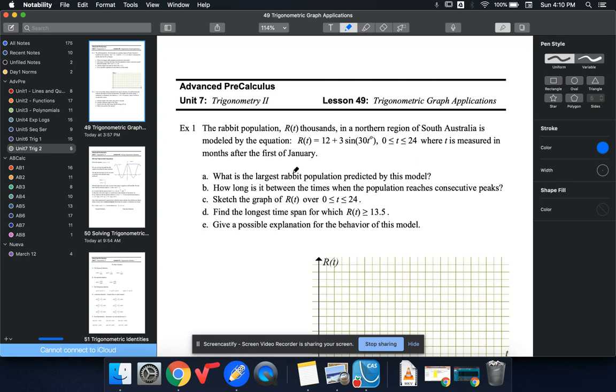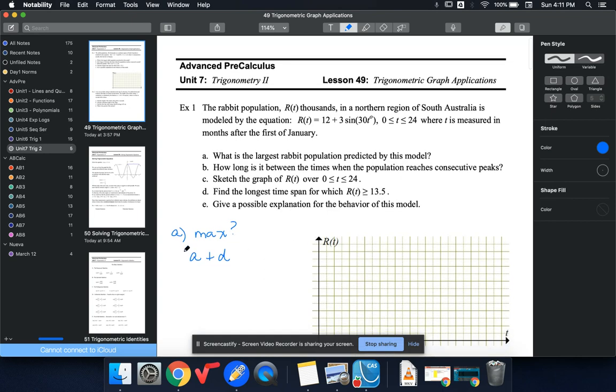So what is the largest rabbit population predicted by the model? Well, they're asking me, what is the max? And I know that the max is going to be my A value plus my D value, because my amplitude is from the center, so if I go up from the center, then I'll have my maximum. It's going to be the absolute value of A, actually, because my A value could be positive or negative, but the max will be the positive value going up from D.